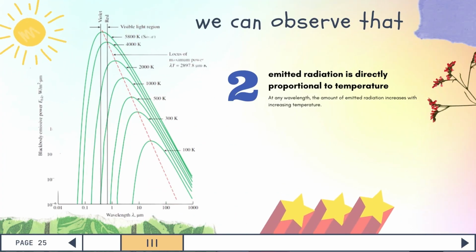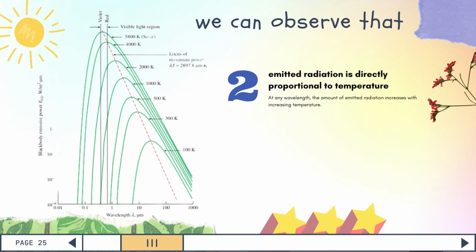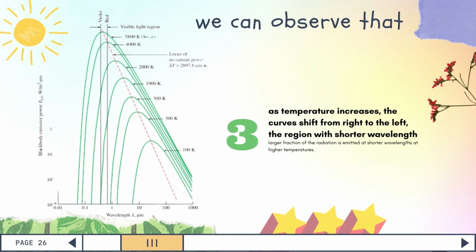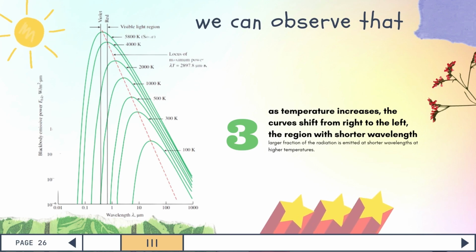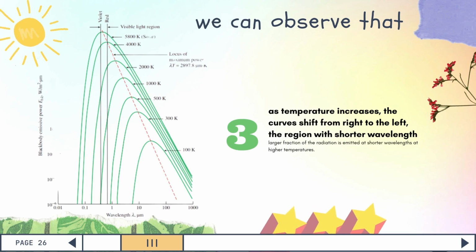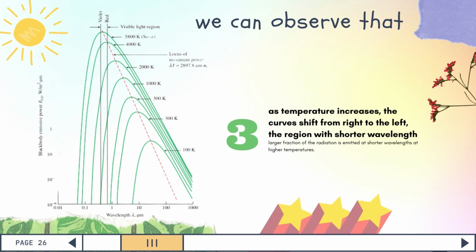Second, emitted radiation is directly proportional to temperature. At any wavelength, the amount of emitted radiation increases with increasing temperature. Third, as temperature increases, the curves shift from right to left. In the region with shorter wavelength, a larger fraction of the radiation is emitted at shorter wavelengths at higher temperatures.